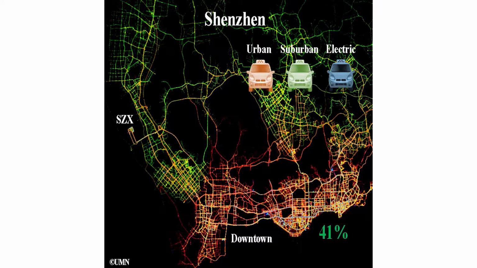The last city is Shenzhen. In Shenzhen, we have three kinds of taxis: urban taxi, suburban taxi, and electric taxi. The different colors indicate their ride-sharing choices. We can see the urban taxis can go all over the city, but they are more expensive. The suburban taxis cannot get into the downtown of the city. They are cheaper and mostly focused on the suburban area.